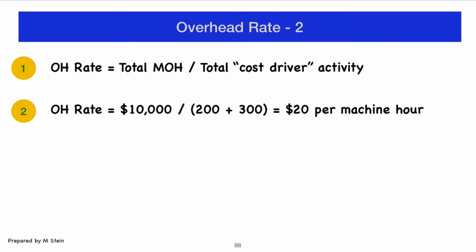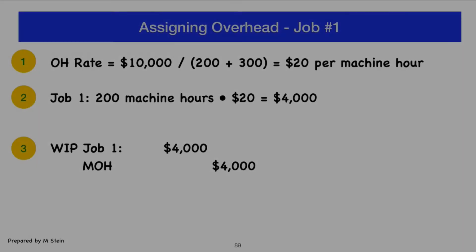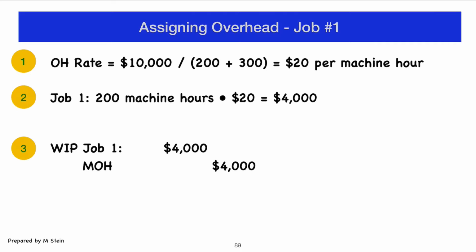The overhead rate is the total amount of overhead, $10,000, divided by the total cost driver activity, which is 200 machine hours plus 300 machine hours, and that would work out to what? 10,000 divided by 500, or $20 per machine hour. Now, once we know that the overhead rate is $20 per machine hour, we can charge overhead to the individual jobs. So for job 1, it used 200 machine hours times $20, or $4,000.